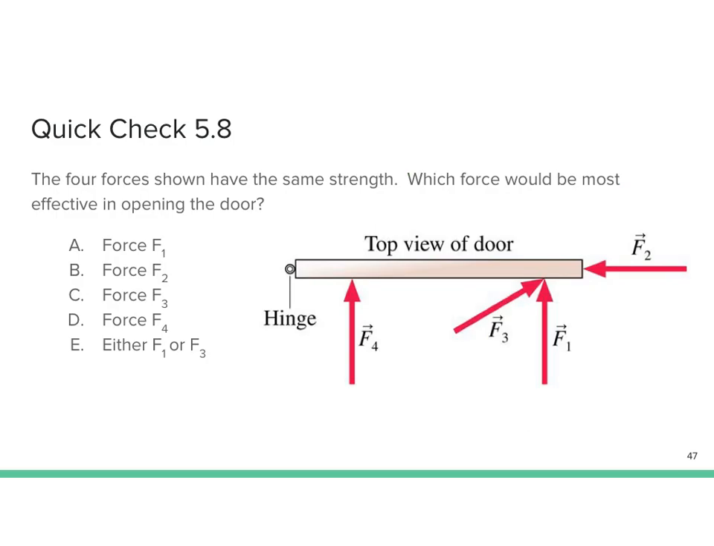That's a great example of how we use torque. So here's a quick check. There are all these forces, which are all the same strength. Which is the most effective? Of course, it's going to be F1. F2 is not going to do anything. F4 is difficult because it's closer to the door. We decrease our radius. And F3 is at an angle, so the effective force is less.